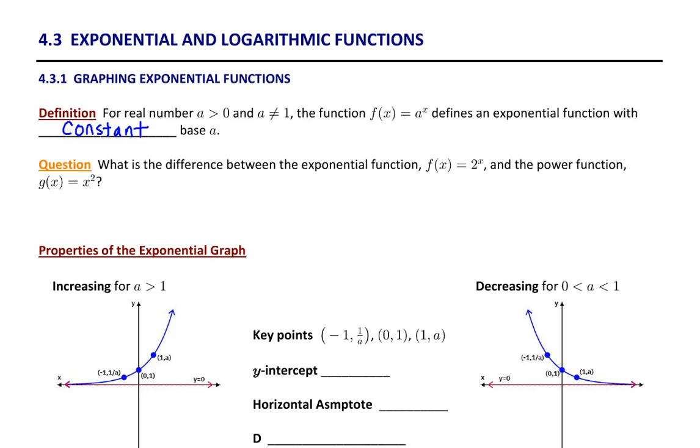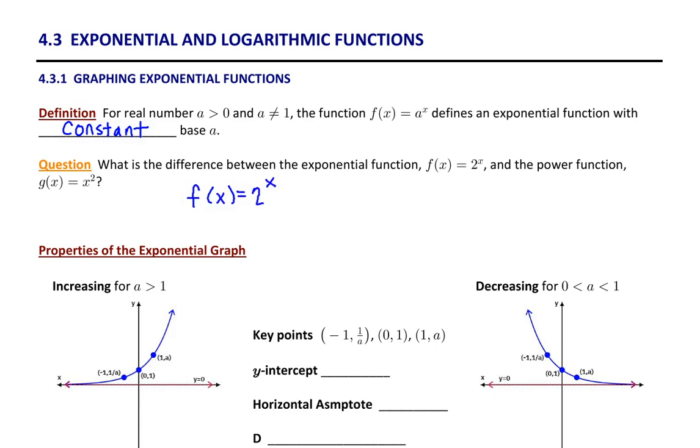We've studied a lot of exponents this semester, but we never called anything an exponential function. So we need to answer the question, what's the difference between the exponential function f of x equals 2 to the x and the power functions that we've seen, like g of x equals x squared? Hopefully you can immediately spot the difference.